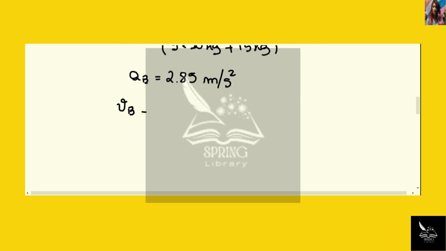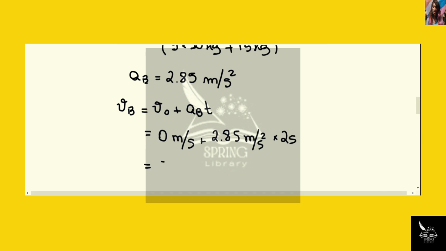So the speed of block B is equal to V0, which is 0, since the block starts at rest, plus the acceleration times the time. Now the time is 2 seconds. V0 is 0 meters per second, I'm sorry, and AB is 2.85 meters per second squared, and we have to multiply it by 2 seconds. So this is equal to 5.7 meters per second, which is the speed of block B after 2 seconds, which concludes our exercise.